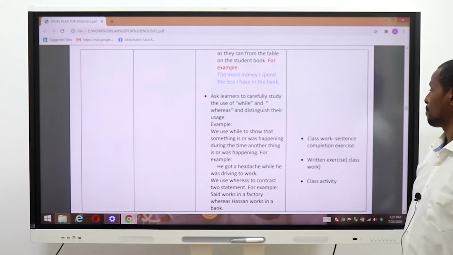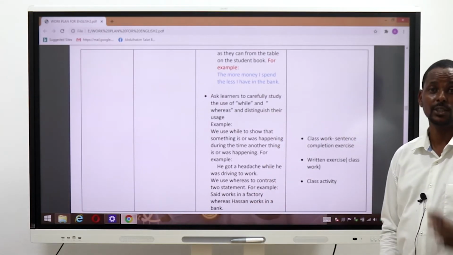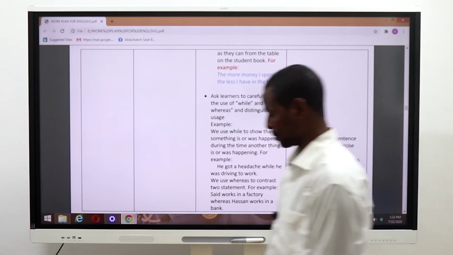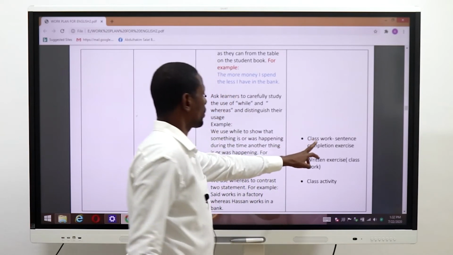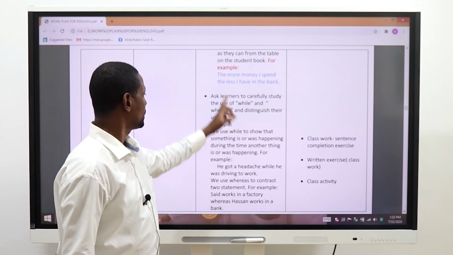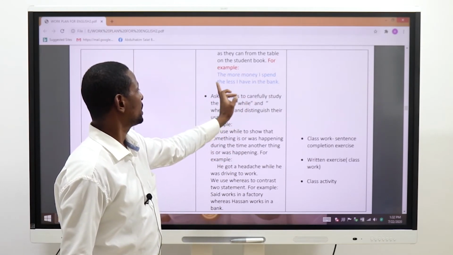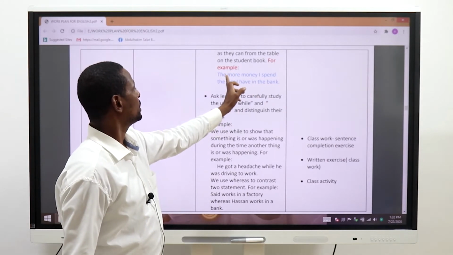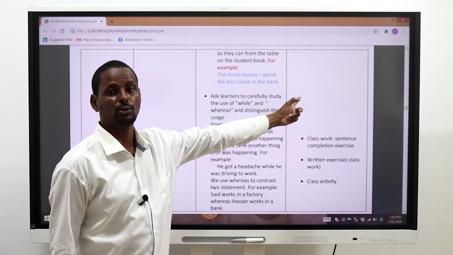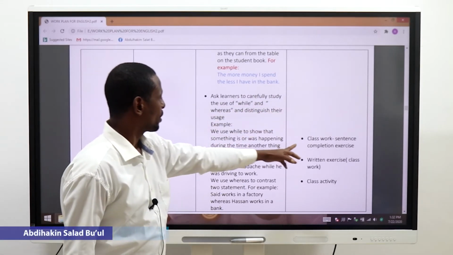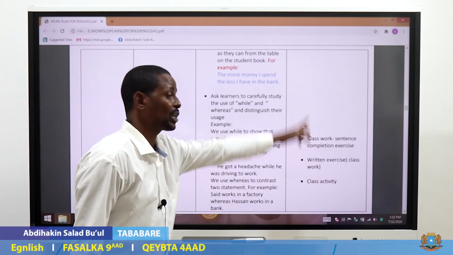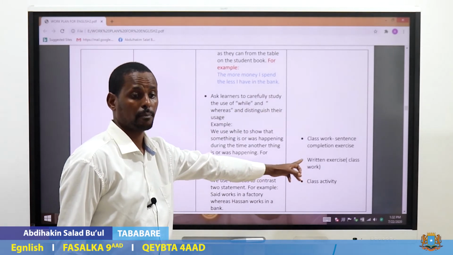Then assessment. Since we have said they should write as many sentences as they can, classwork: a sentence completion exercise. For example, you can break it like here: the more money I spend, the less I have in the bank. The more money I spend, dash. It is for the student to fill. Completion exercise, written exercise. This should be classwork. They should do it in class.